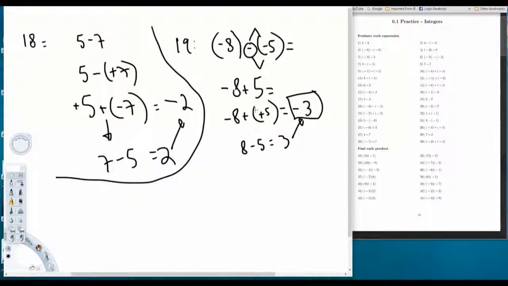Actually, I haven't been checking my answers, but anyways, that's what the answer is. And if ever I get the answer wrong, you can let me know in the comments, but I'm pretty sure I'm right. The solutions are at the end of the textbook.